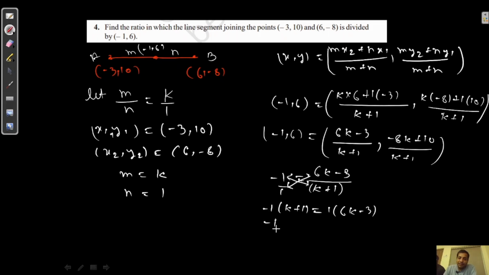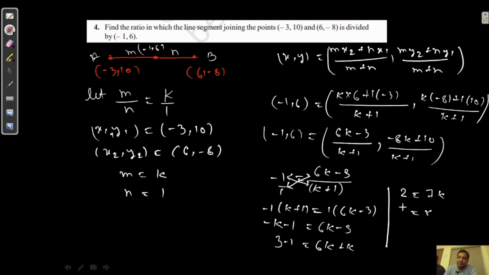Minus 1 into k, it is minus k. Minus 1 into 1, it is minus 1. 1 into 6k, it will be 6k. 1 into minus 3, it is minus 3. Simple transposition work is there. This minus 3, I am sending it here. It will come in plus. Minus 1 is there. This minus k I am sending here. It will be plus k. Let us solve it. 3 minus 1 is 2. 6k plus k is 7k.